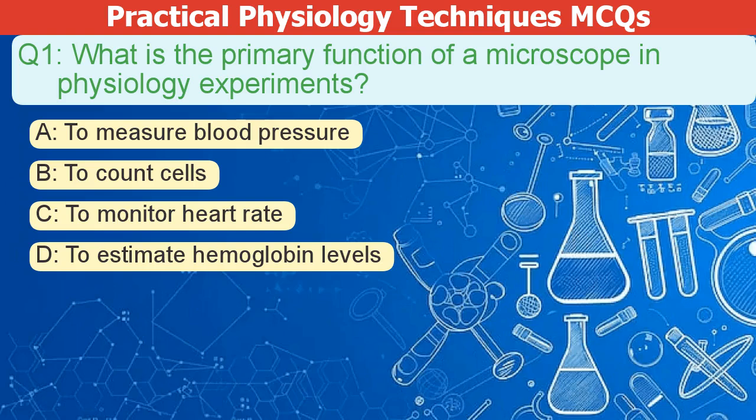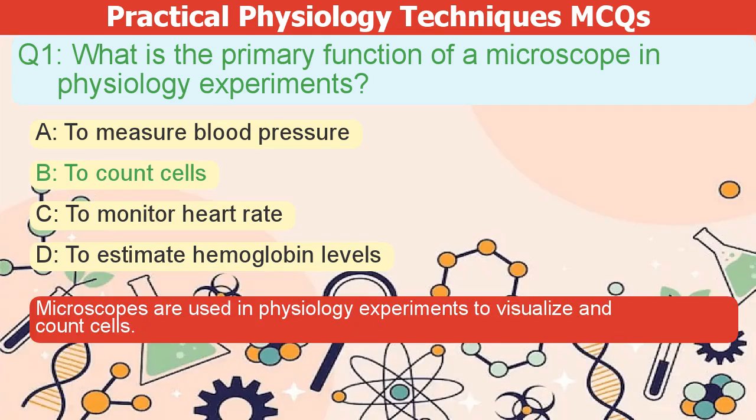What is the primary function of a microscope in physiology experiments? A. To measure blood pressure. B. To count cells. C. To monitor heart rate. D. To estimate hemoglobin levels. The correct answer is B. Microscopes are used in physiology experiments to visualize and count cells.